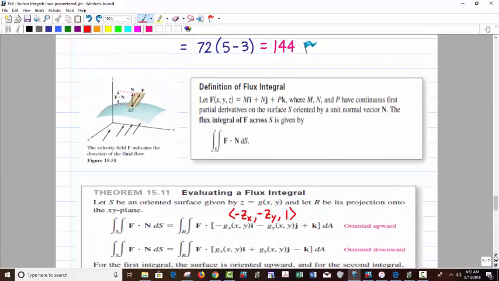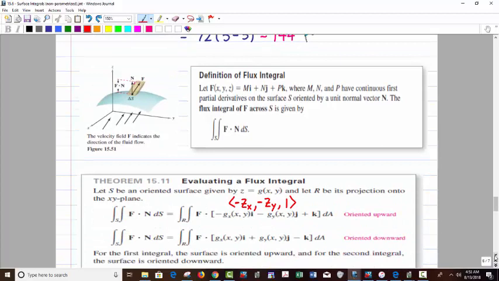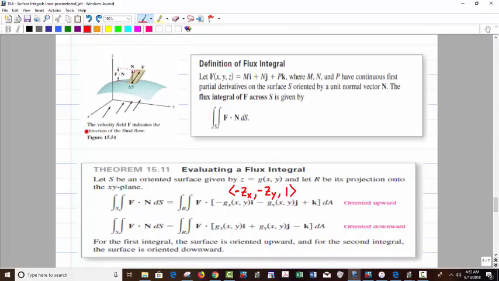Definition of the flux integral. Here we have this velocity field F indicates the direction of the fluid flow. Okay. Looks like it could have some interesting applications. There's kind of a couple of ways to do this, but I'm only going to do it one way, once again, kind of as a time saver. You do this as oriented upward or oriented downward. I'm going to just go oriented upward every time.